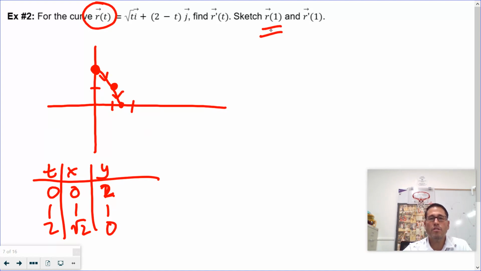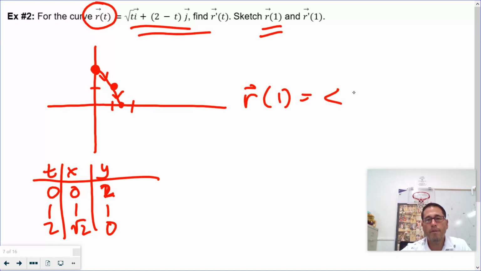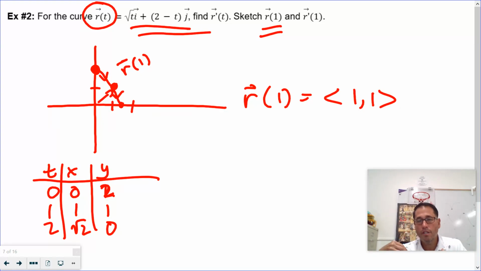All right, they asked me to sketch r of 1. Okay, well, r of 1, let's see here. r of 1 would be equal to, let's plug it in there, and I'm going to just write it in component form. That'd be 1, 1. That's it. So that'd be that vector right there. That's what r of 1 would be. Okay, remember, the vector is the combination of all those components, right? That's what that would be.